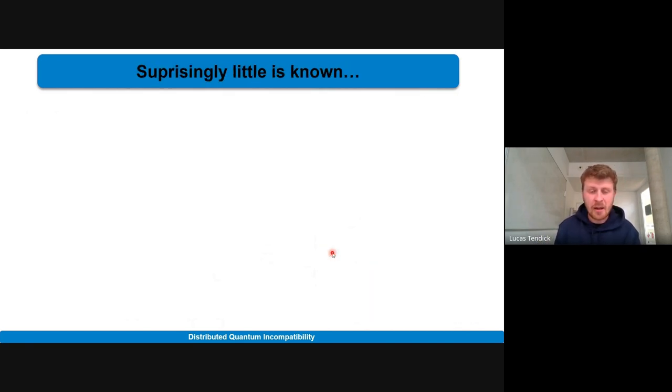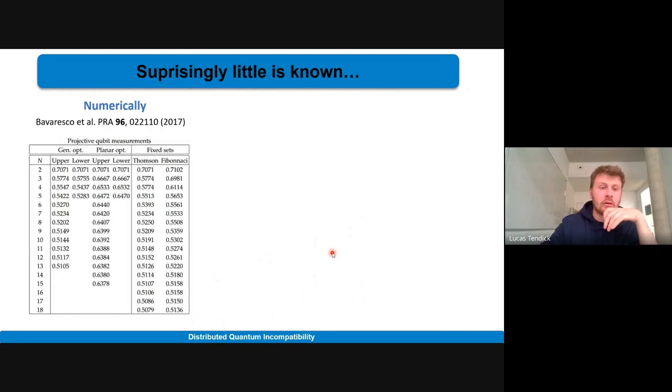Good. Apart from this, surprisingly little is known about how this whole business works, as I add more measurements, how incompatible I get. There's some numerical work by Jessica Barbarescu, where they looked at some projective measurements, labeled by n, the number of the measurements, and they are either planar, so just in, let's say, the xz plane, or you have just some general measurements, or some sets that evenly distribute your measurements over the Bloch sphere.